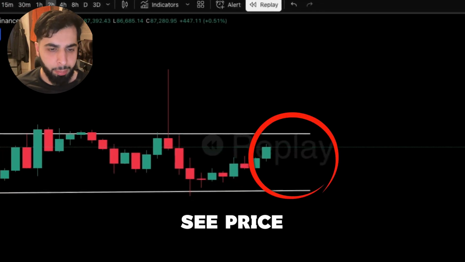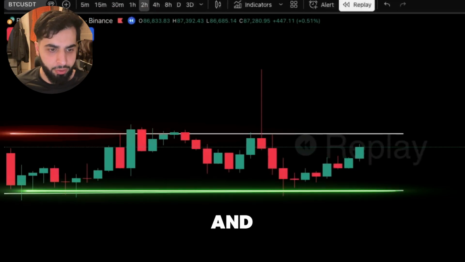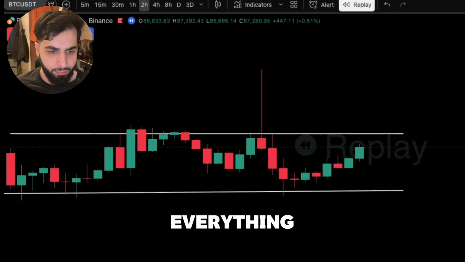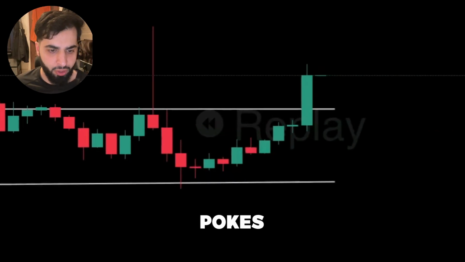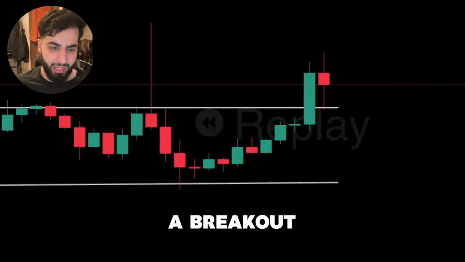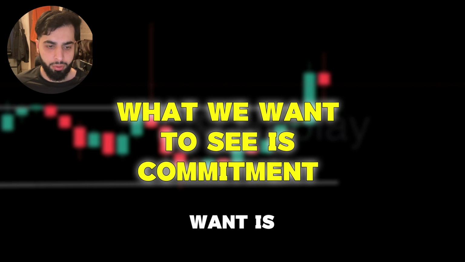So let me show you an example. Here, we can see price reacting multiple times at this level. Buyers step in here, sellers defend here. So we mark our support and resistance zones. So far, everything looks good. Now here's where most traders mess up. As soon as price pokes above resistance, they enter. But a breakout is not valid just because price touched above a level. What we want is commitment.